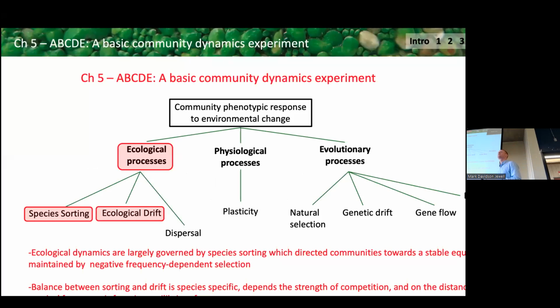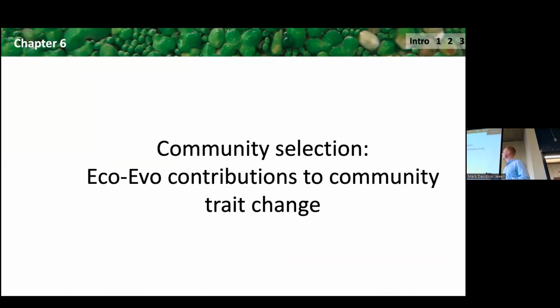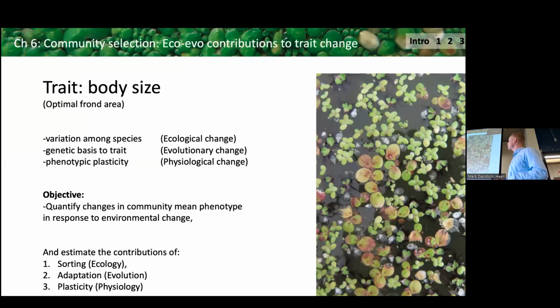Okay, now for the last chapter. What we're going to do is we're going to take everything that we've learned in our ecological dynamics and then add to it both evolutionary and physiological processes to see how the entire scope of eco-evolutionary dynamics will influence how the mean trait in a community will respond to environmental change. So eco-evo contributions to community trait change.